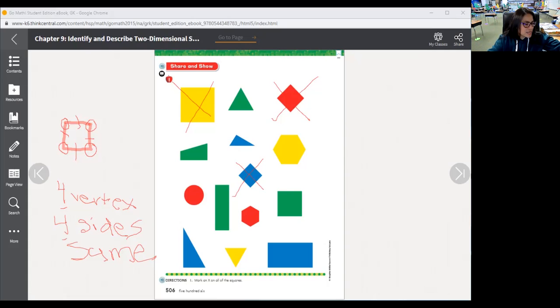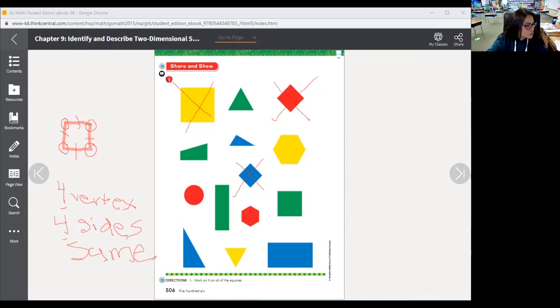All right, this one right here is a, what is it? Let's see, Nizaya. This red shape, is that a square? No. Thank you very much. Richard, this green one right here, buddy, is that one a square? No, good job, good job.